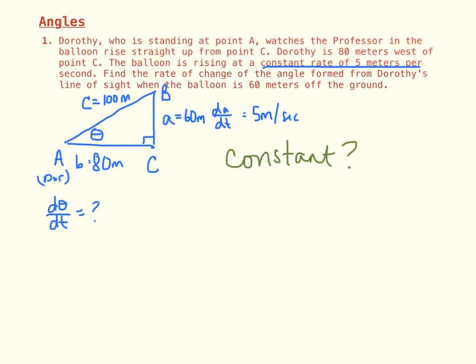But they did tell us that Dorothy is standing. She's not walking. Dorothy is standing 80 meters west of point C. So this here is, in fact, a constant. Okay? So this, side B, is constant. And that is so important. Okay? And that makes us happy when we have a constant. All right. So now the next thing you want to do is we want to choose a trig ratio. Remember we talked about this is an angle here, and we want the rate of this angle.